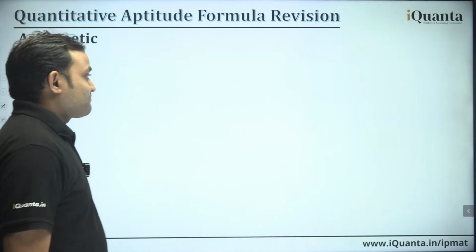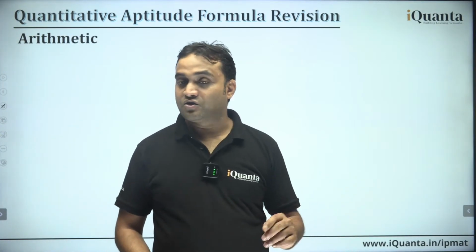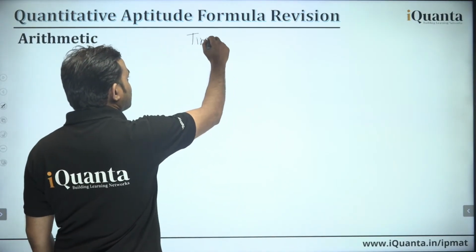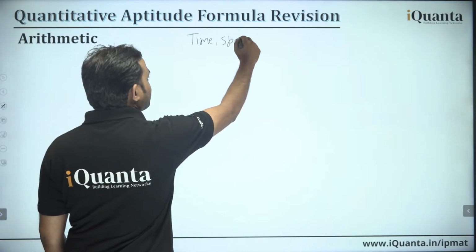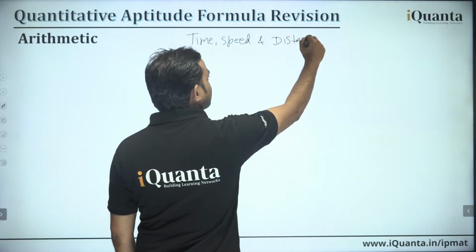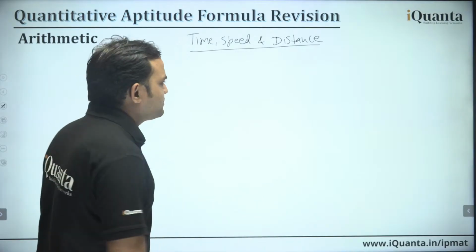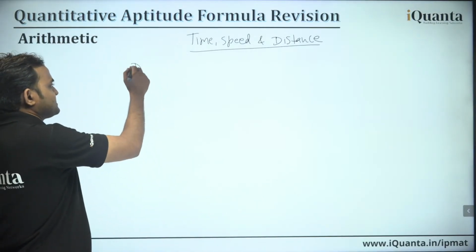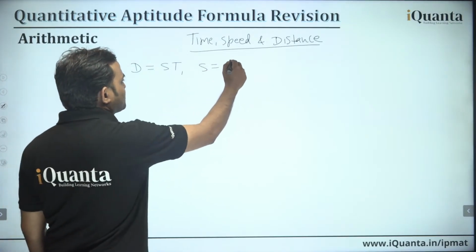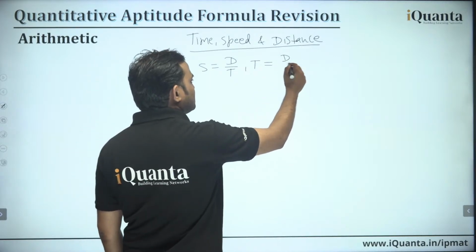Now, after mixture, average, mixture and alligation, let's try to focus on time, speed and distance, which is a very important topic, right? So, the basic formula that we know is the distance D is equal to speed into time. Speed is equal to distance upon time. Time is equal to distance upon speed.